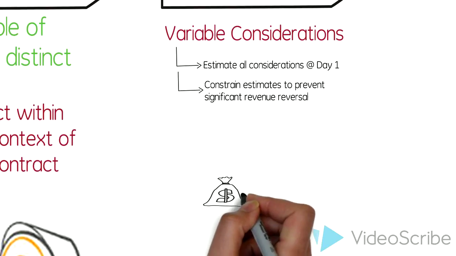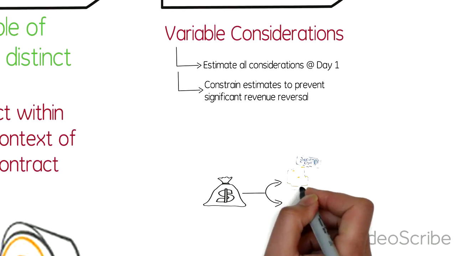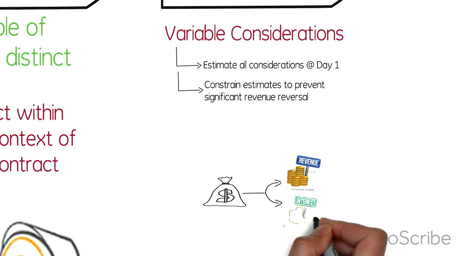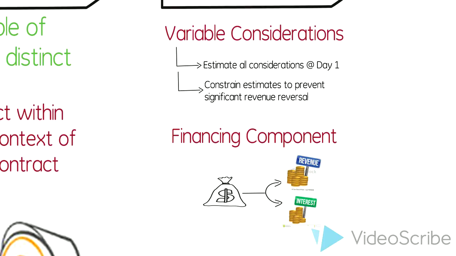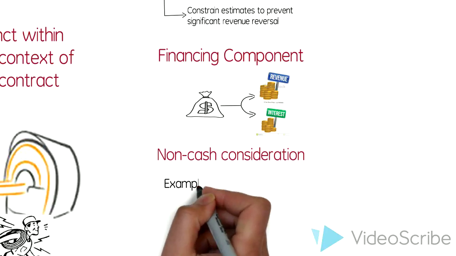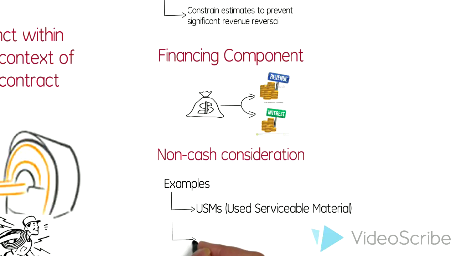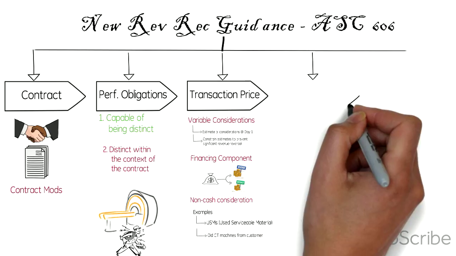It also includes splitting the total billing amount into revenue and interest income, also called financing component, wherever applicable. Finally, the transaction price also includes non-cash considerations. All of these are changes from the current Rev Rec literature.